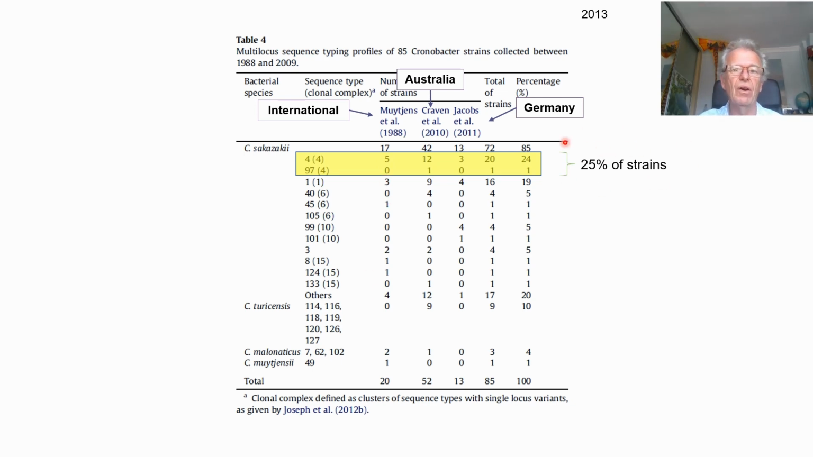And of those infant formula strains and those from factories, 25% of them were the meningitic variety. So it's highly prevalent in infant formula. And those are studies which are independent of each other over a very, very long period of time as well.